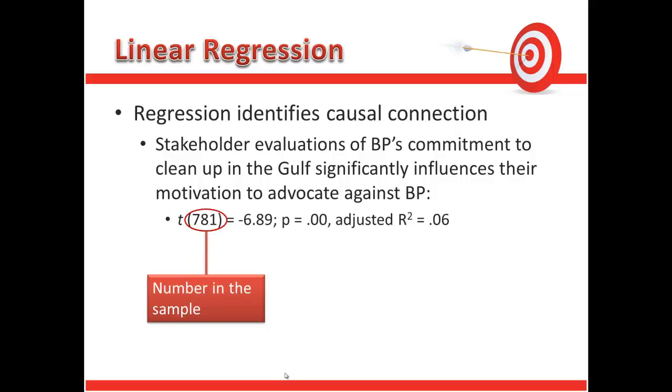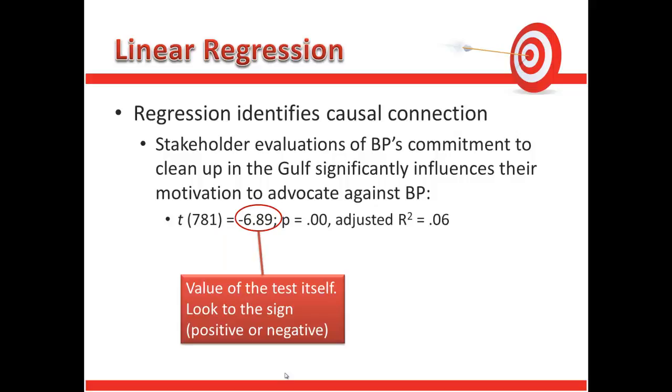The next number is the number in the sample used for the test, or in this case, the degrees of freedom. You'll find this on the printouts. Next is the value of the test itself. You look to the sign to see whether the relationship, i.e. the correlation, was positive or negative. This obviously indicates a negative relationship, so as perceptions of BP's commitment to clean up the Gulf of Mexico increased, motivation to protest against the company decreased. But we already knew that direction because of the correlation itself. It was a negative correlation.